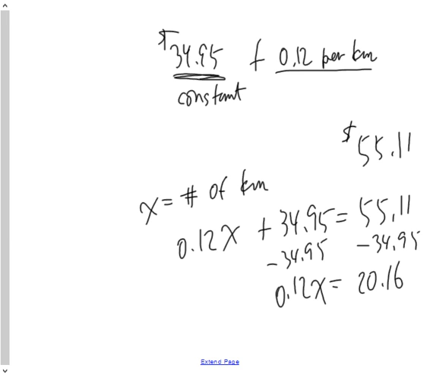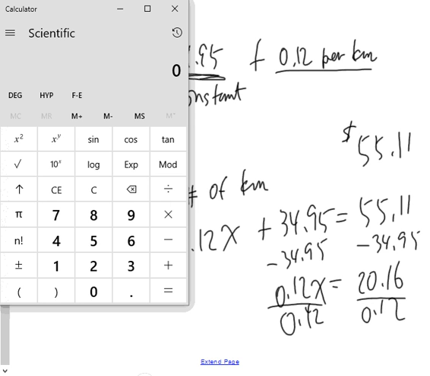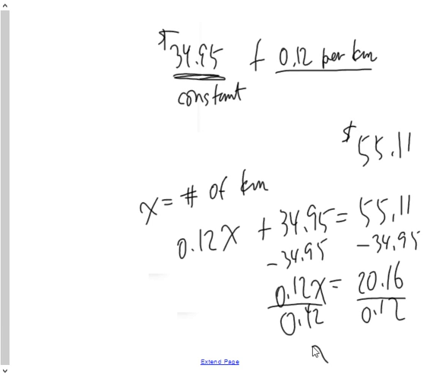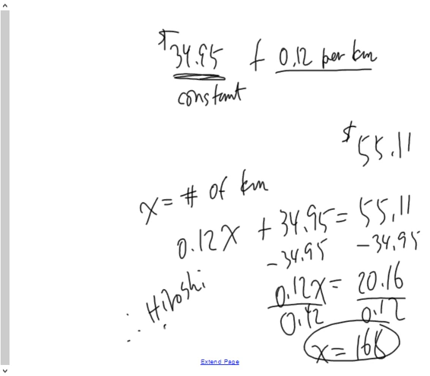Divide both sides by the cost of a kilometer. Grab the calculator. $20.16 divided by the cost per kilometer tells me, ooh, wonderful, x equals 168. Circle your answer and put your therefore symbol. Therefore, Hiroshi drove 168 kilometers. All right.